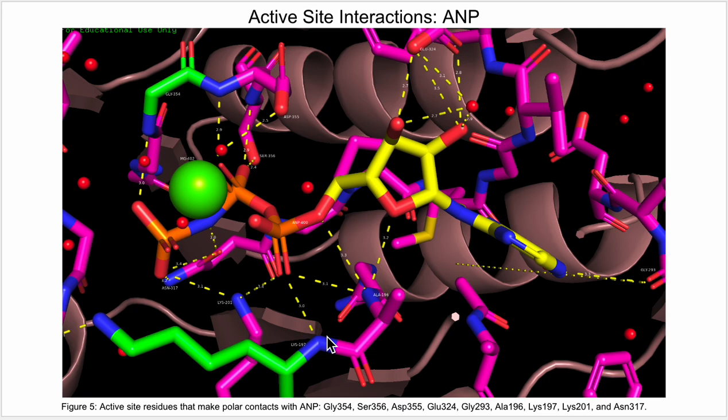We should note that lysine 197 interacts with both ligands. It interacts with 3PG through its side chain and ANP through its backbone.